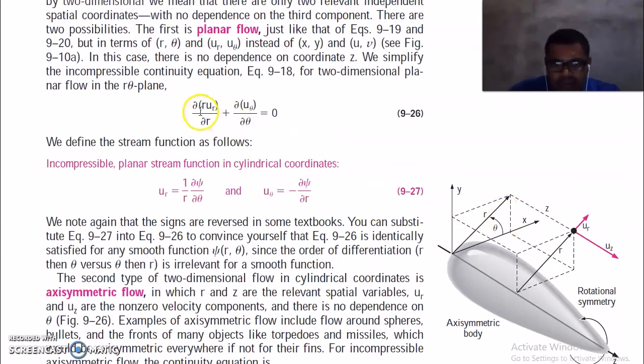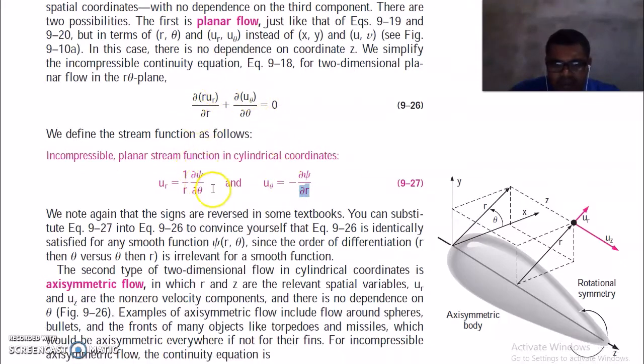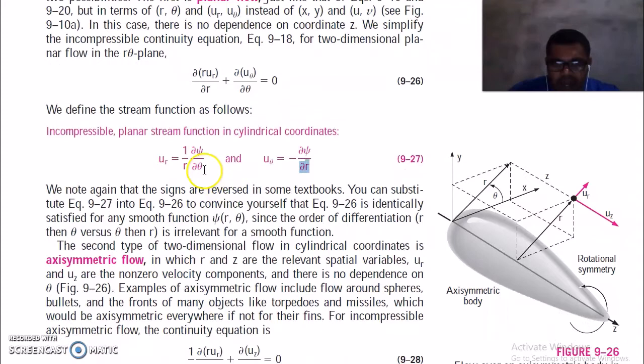So this is your continuity equation in terms of r and theta: del (r ur) by del r plus del u theta by del theta. This is the same continuity equation in the r theta plane. Now for incompressible planar flow, the stream function in cylindrical coordinates is this: ur is equal to 1 by r del psi by del theta, and u theta is equal to minus del psi by del r. Put these values in this equation, and they will satisfy the continuity equation. You will get 0 on both sides.